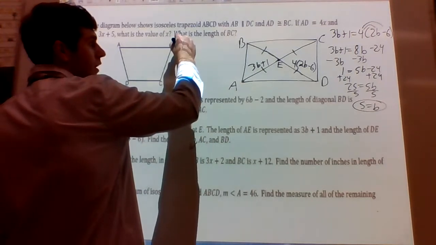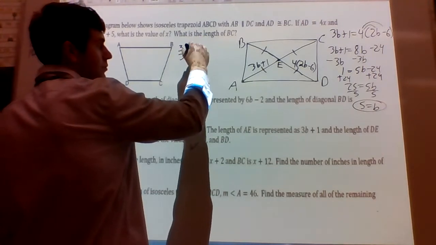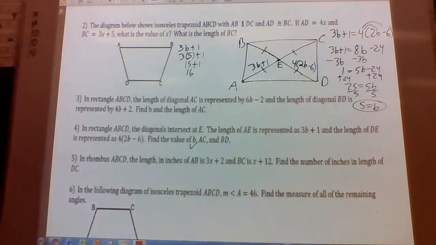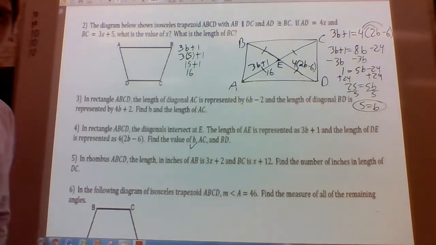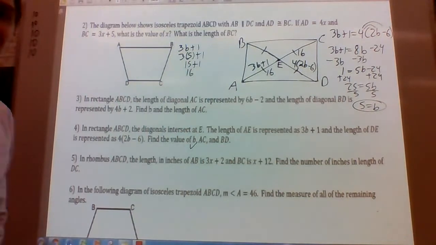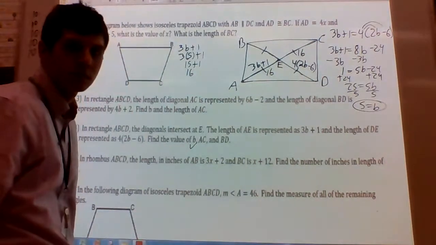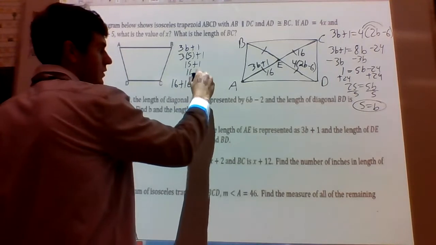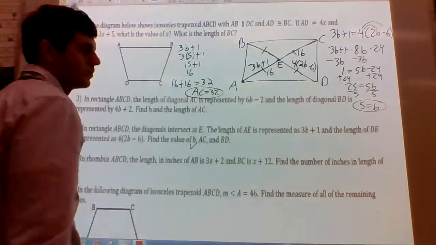So AE is 3b plus 1. So that's 3 times 5 plus 1. So that's 15 plus 1. So that's 16. So we know this is 16, meaning we also know EC is going to be 16. So to find AC, which is the entire diagonal, we have to do 16 plus 16, which gives us 32. So we know AC is going to equal 32.